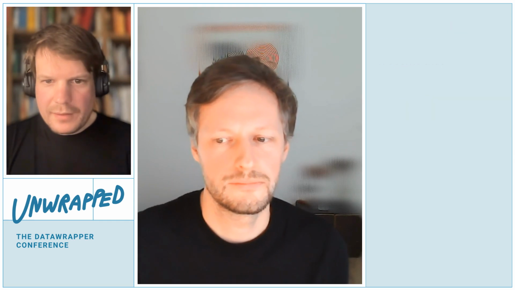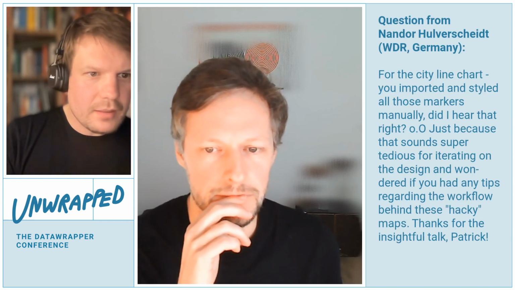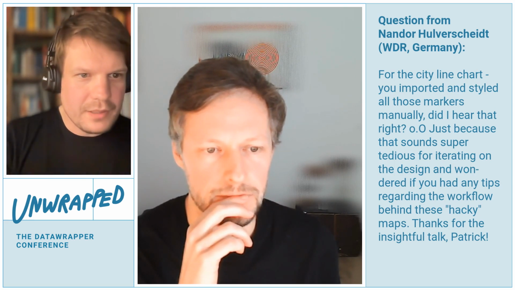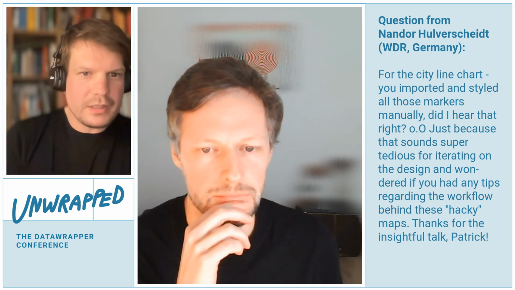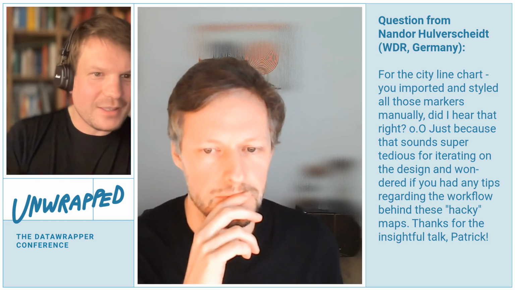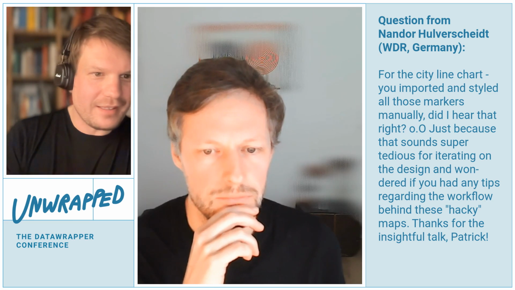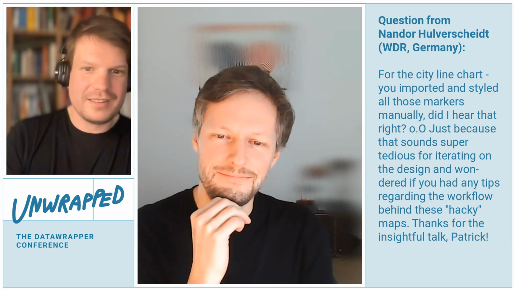Let's pick this one. I think it's about the same chart, and it's about the city line chart. It's from Nandor, from VDR. How did you import and style all those markers manually? It sounds super tedious for iterating on designs, and he wondered if you had any tips regarding the workflows for this.